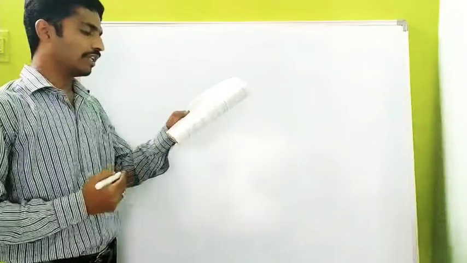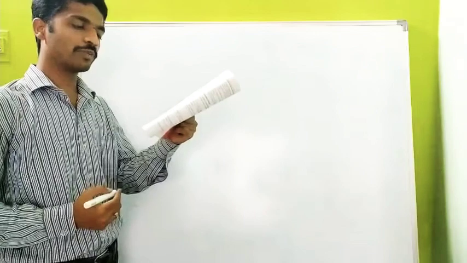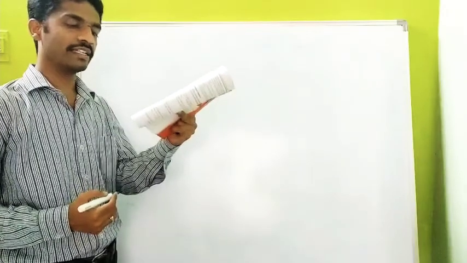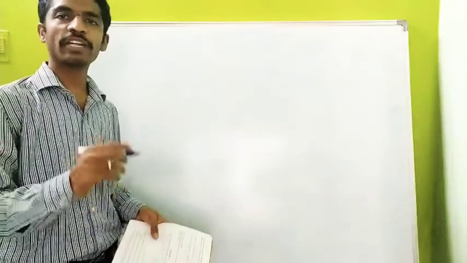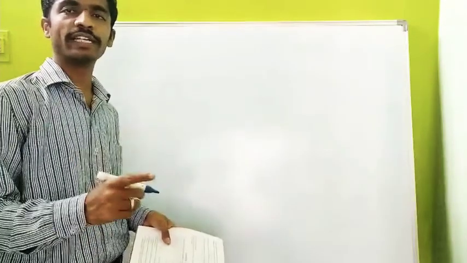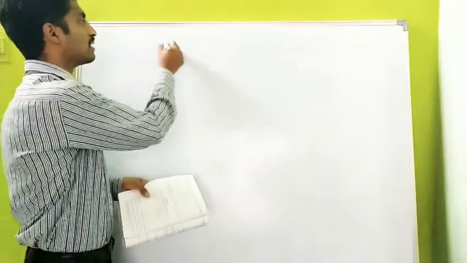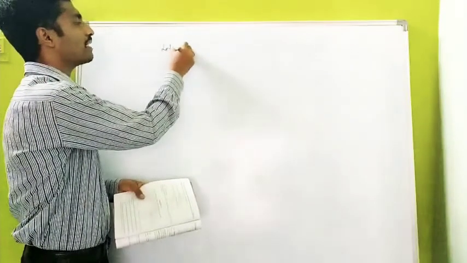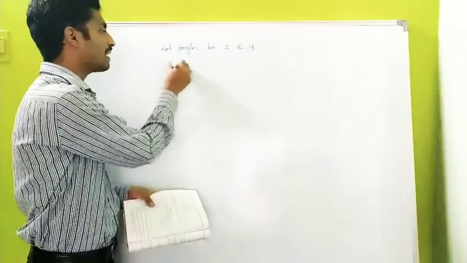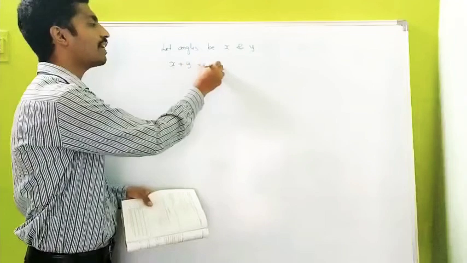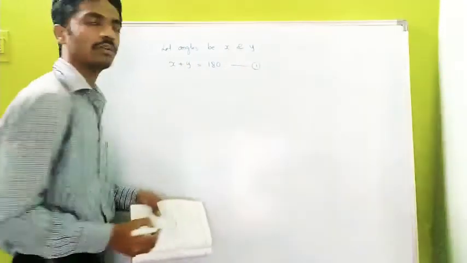Now, the larger of two supplementary angles exceeds the smaller by 18 degrees. Find them. So what are supplementary angles? If you add two angles and you get 180, then those two angles are called supplementary angles. So let the angles be x and y. If you add them, you will get 180: x plus y equal to 180. This is our first equation.